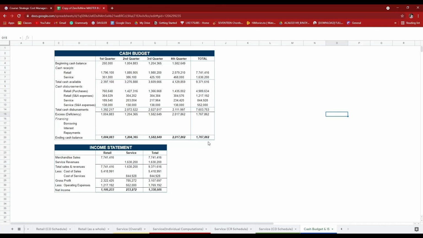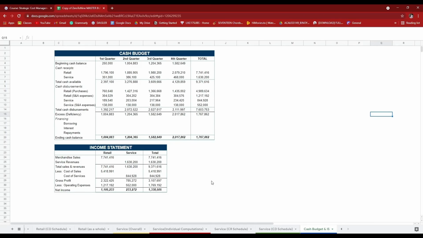1,767,862. Now, for the income statement, in retail, total merchandise sales of 7,741,416, less the cost of sales of 5,418,991. The total gross profit for retail is 2,322,425, less the operating expenses of 1,217,192. We will have a net income in the retail operation of 1,105,233.